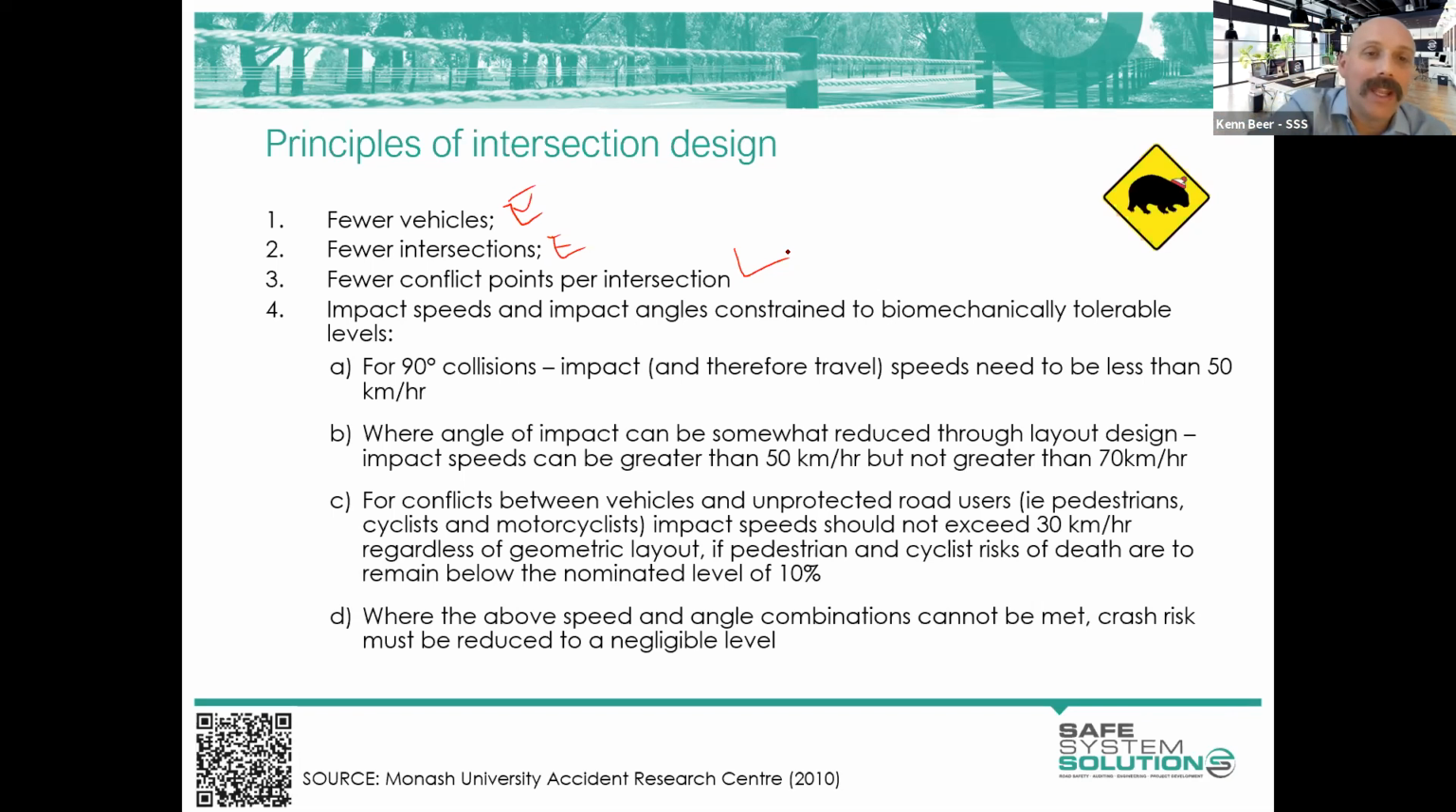Then we get into impact speeds and impact angles. Remember, I'm predominantly talking about passenger vehicles here, but we'll get into pedestrians, cyclists and motorcyclists later. The speeds and the impact angles are where we're talking about the severity of the crash. So the crash is now happening, and this is about how bad it is going to be. The major contributing factors of how bad this is going to be that we have within the realm of our control are the speeds and the impact angles.